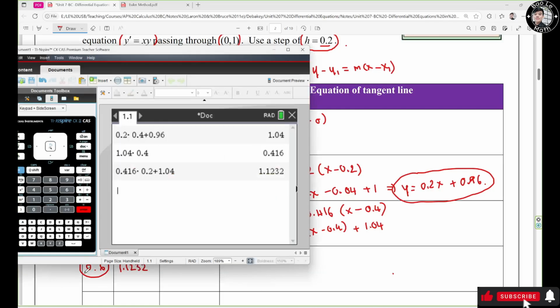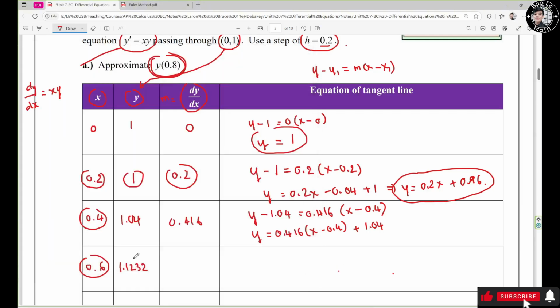Now I need to calculate dy over ds, so this guy times this guy: I multiply by 0.6. The answer is 0.67392. So I have the new equation: y minus 1.1232 equals the slope 0.67392 times s minus 0.6. Simplifying, y equals 0.67392 times s minus 0.6, plus 1.1232.